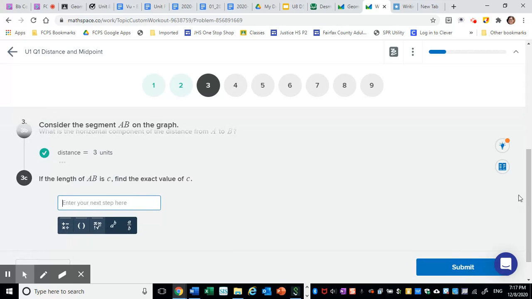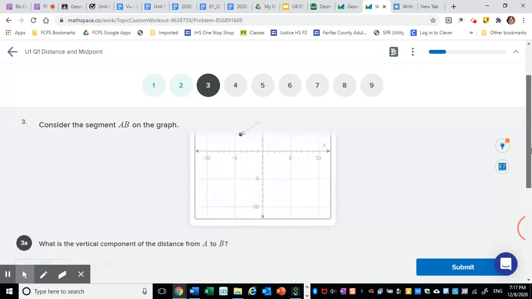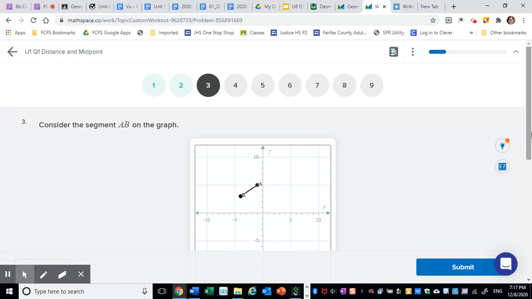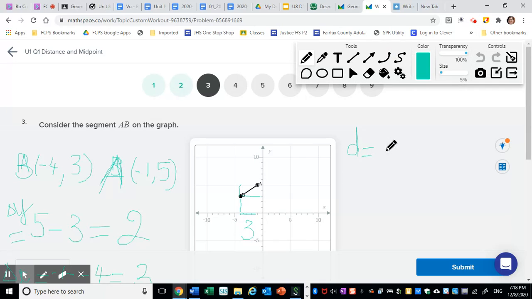And then the last one, they ask for the length, or the distance between A and B. So again, you use the formula. The formula says the distance equals the square root of (x1 minus x2) squared.